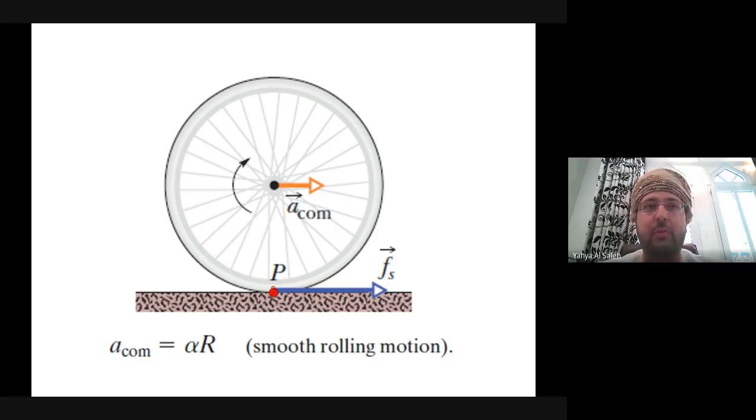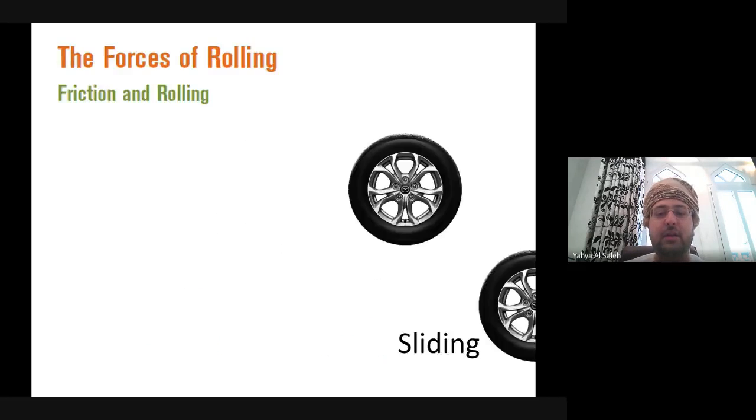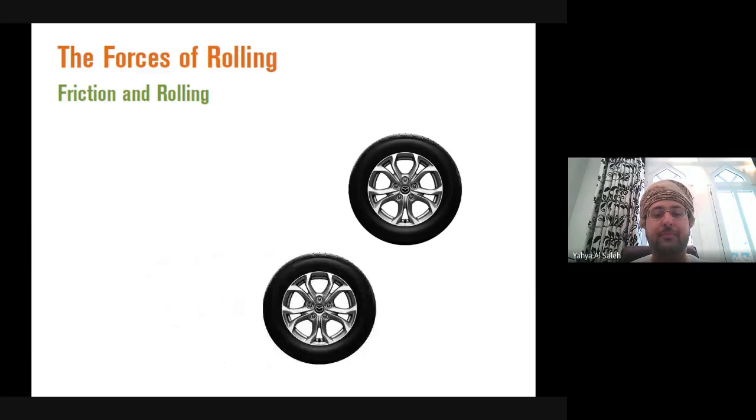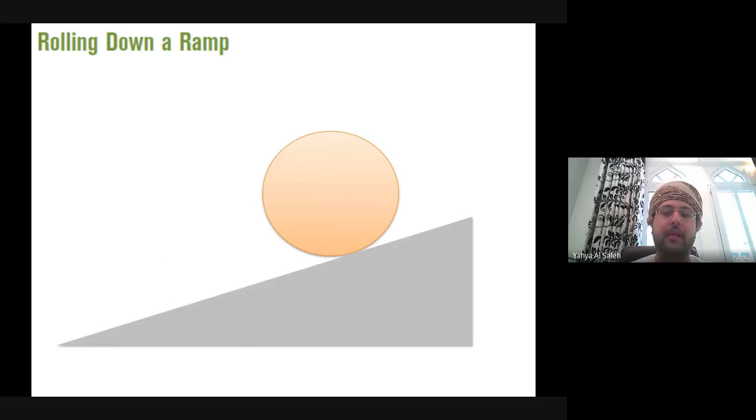Now, whenever you see a problem, whether it's in the book examples, in other book examples, in the homeworks, or in the tutorials, you will notice that almost 9 out of 10 times, or 95 out of 100 times, we will say something like there is no sliding, or it's in a smooth rolling motion, or there is no slipping. And the idea is we are looking at the top case, not the bottom case. Let's take the case of a ball or a disc rolling down a ramp.